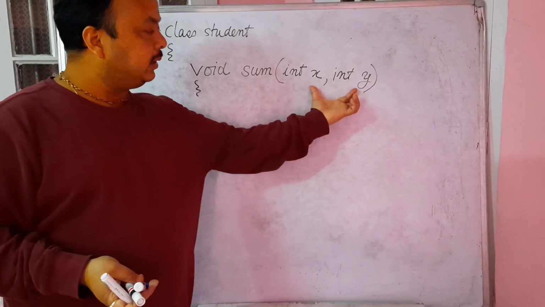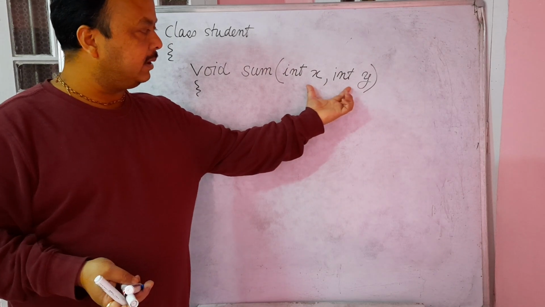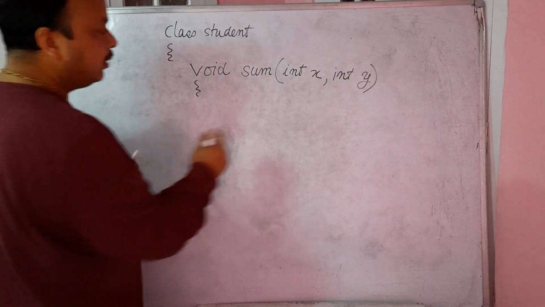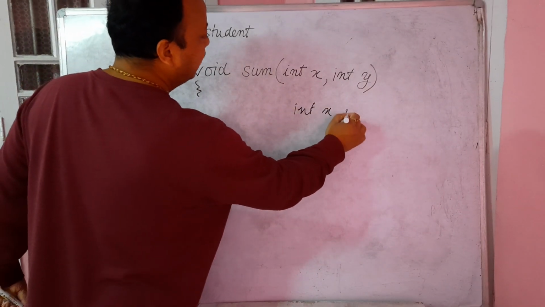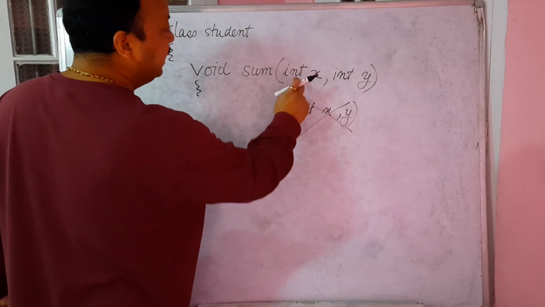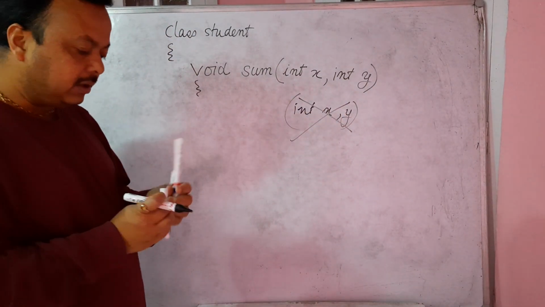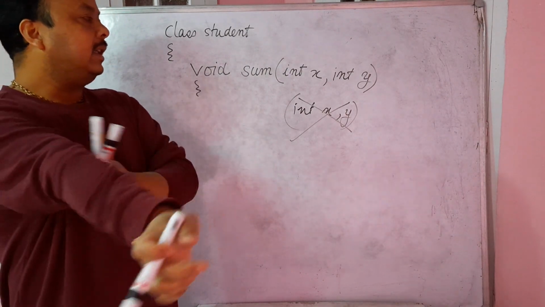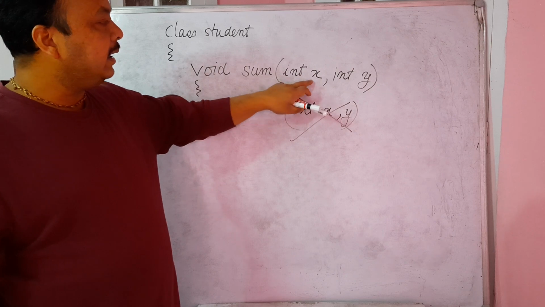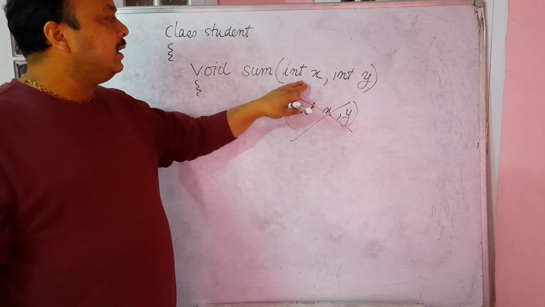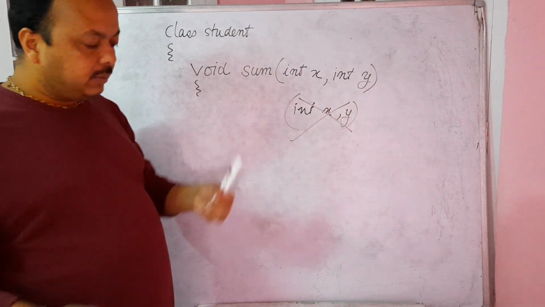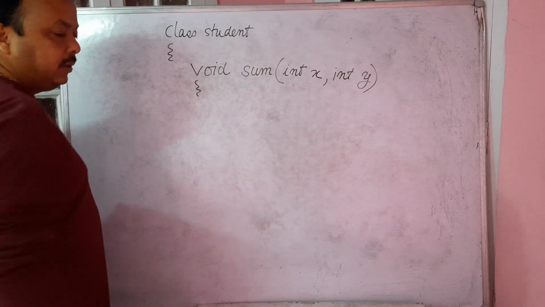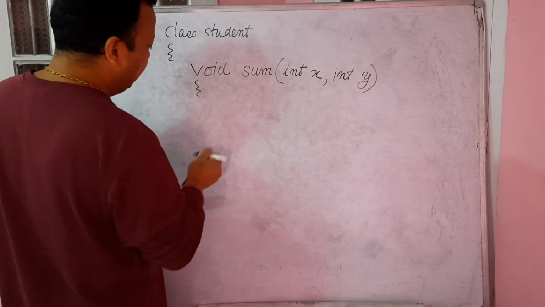If you are passing two parameters, and both of them are int, you cannot write int x, y. This is not correct, because each of them is a different parameter. For each of them you need to define their individual data type. That is why you have to mention int x, int y, because one could be an integer and one could be a double. So for both the parameters you need to specify the data type.